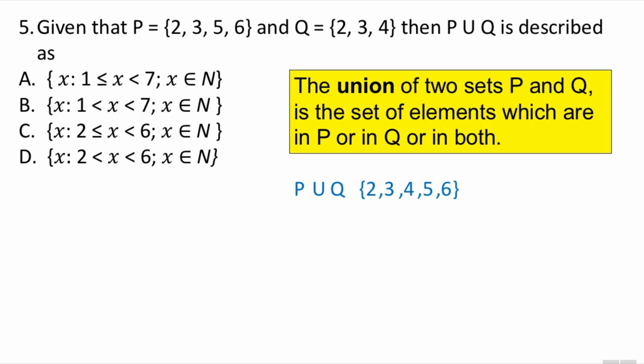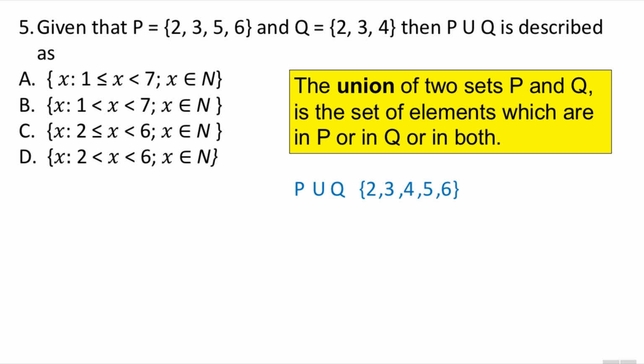Looking at A, you realize A starts at 1 because it says x is greater than or equal to 1. So it starts at 1 and it ends at 6 because it says less than 7, and we know it's a natural number, so it can't be a decimal. But A is not our answer. Let's have a look at B now. B says x is greater than 1, which means it would start at 2, and then it says x is less than 7, which means that we end at 6.